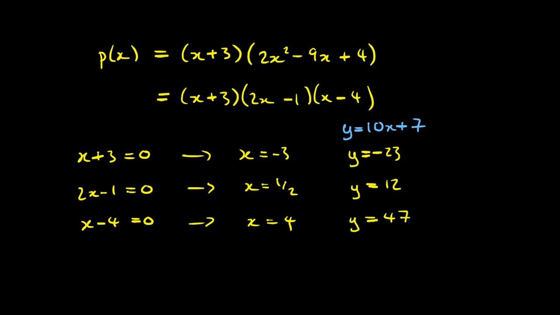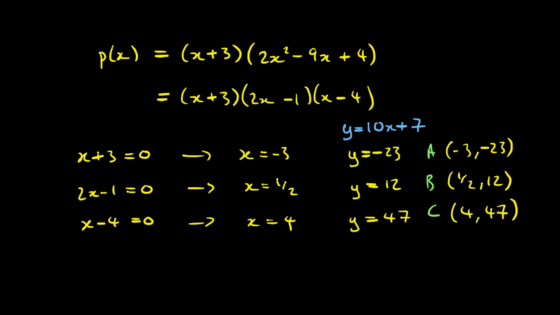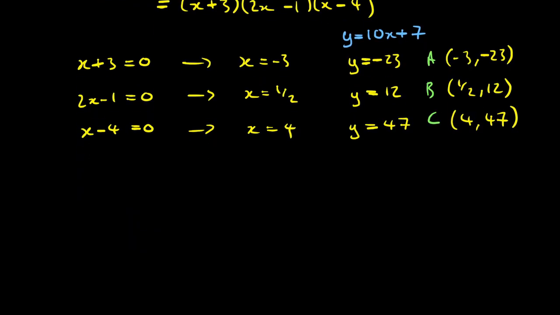That means that we have got three coordinates, and those coordinates are negative 3, negative 23, and 1/2, 12, and 4, 47. And of course, these are going to be A, B, and C. Then what's the last step? Well, we want to show that B is the midpoint of A and C. So why don't we just find the midpoint of A and C?